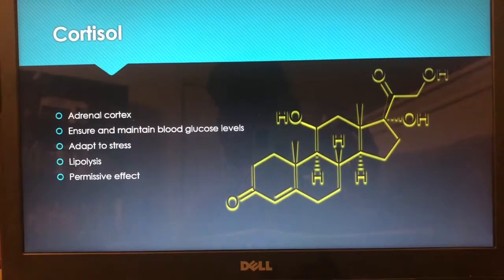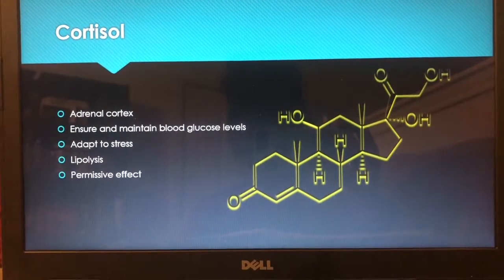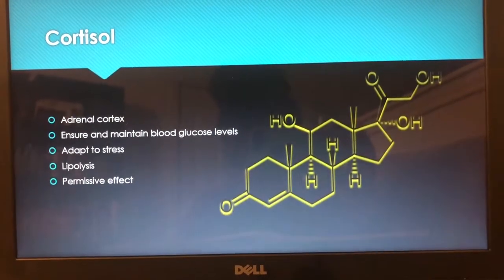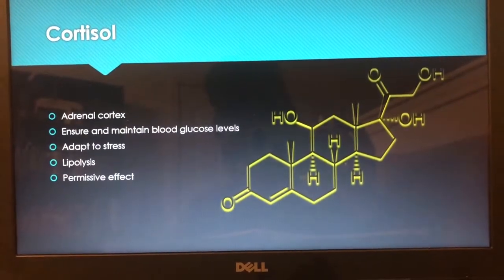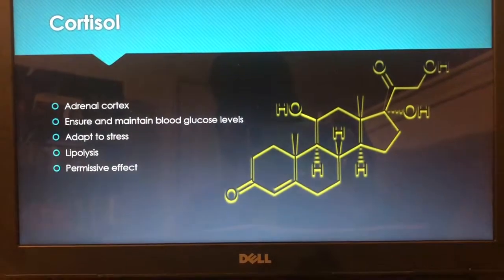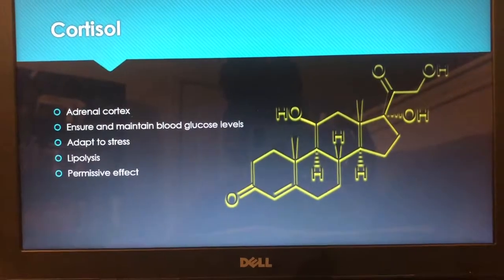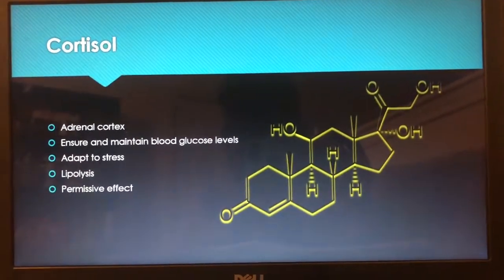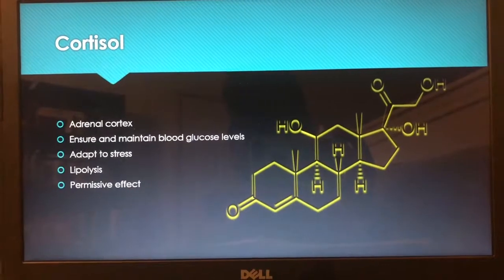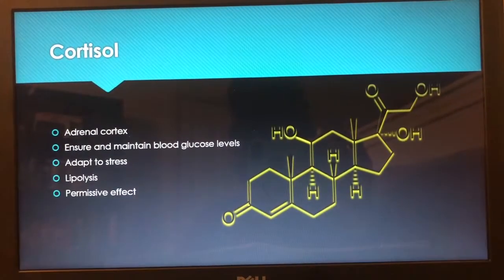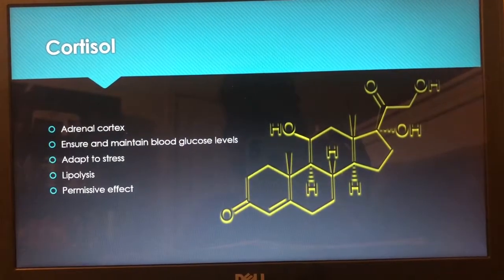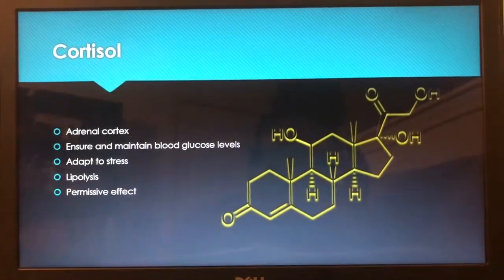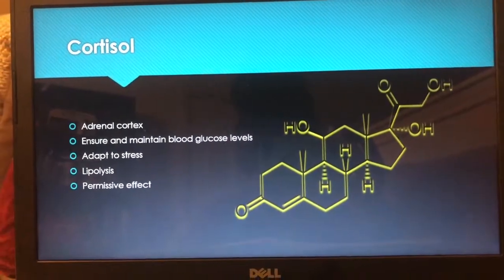And when it does this, that means it breaks down glycerol for glycolysis and free fatty acids for beta oxidation to generate ATP. It also has a permissive effect on catecholamines, which increases the binding affinity of epinephrine and norepinephrine to the receptors, and it promotes vasoconstriction, which contributes to our blood pressure.